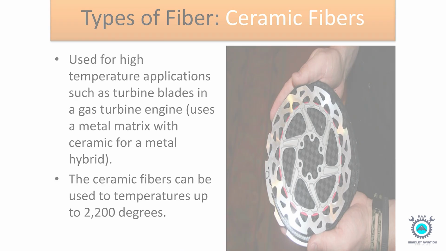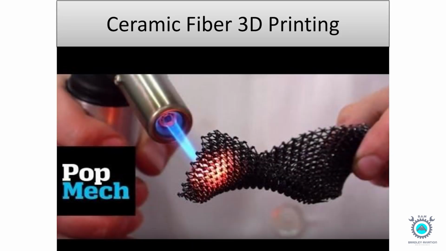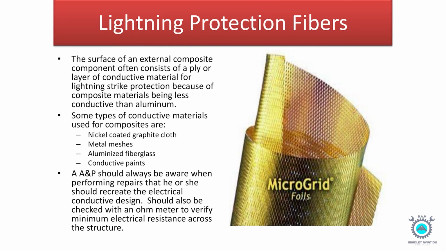Safety. Types of fiber: ceramic fibers, used for high-temperature applications such as turbine blades in a gas turbine engine. Uses a metal matrix with ceramic for a metal hybrid. The ceramic fibers can be used at temperatures up to 2,200 degrees. Ceramic fiber 3D printing. Lightning protection fibers.